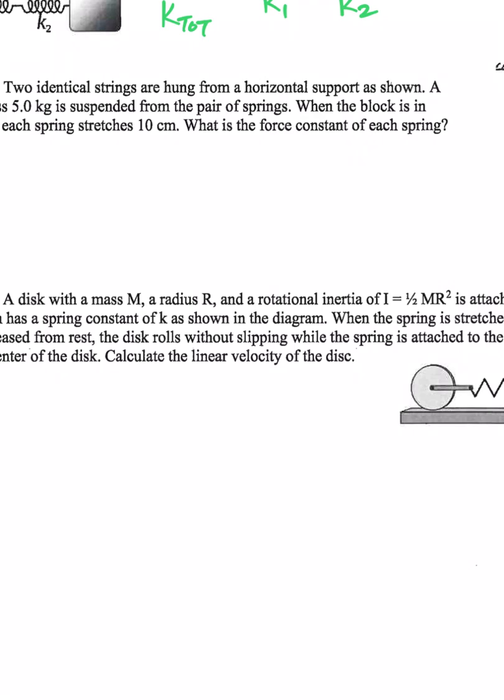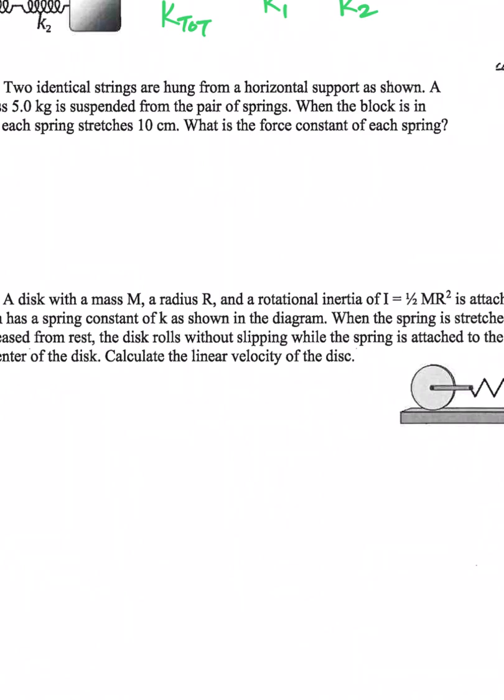Example E. 2 identical springs. Strings? Springs. Why did I say springs? I think they meant springs, not strings. Are hung from a horizontal support as shown. So these are in what? Parallel. A block of mass 5 kilograms is suspended from the pair of springs. When the block is in equilibrium, each spring stretches 10 centimeters. What's the force constant of each spring?